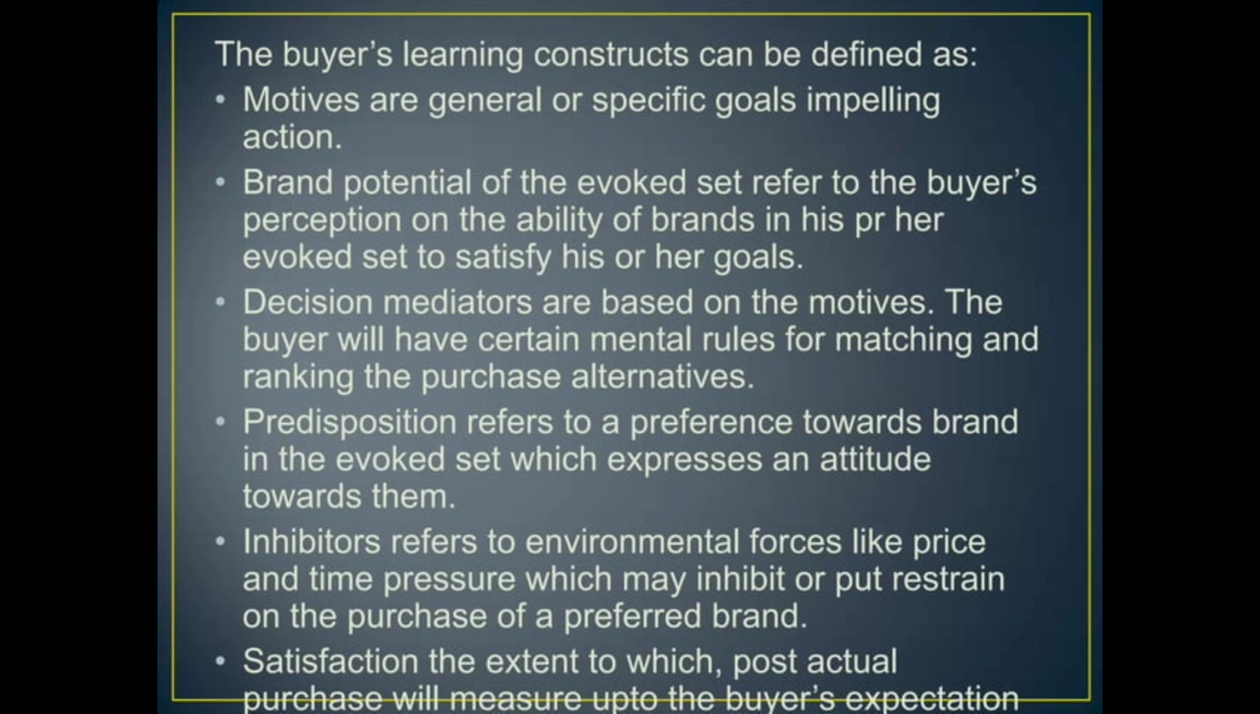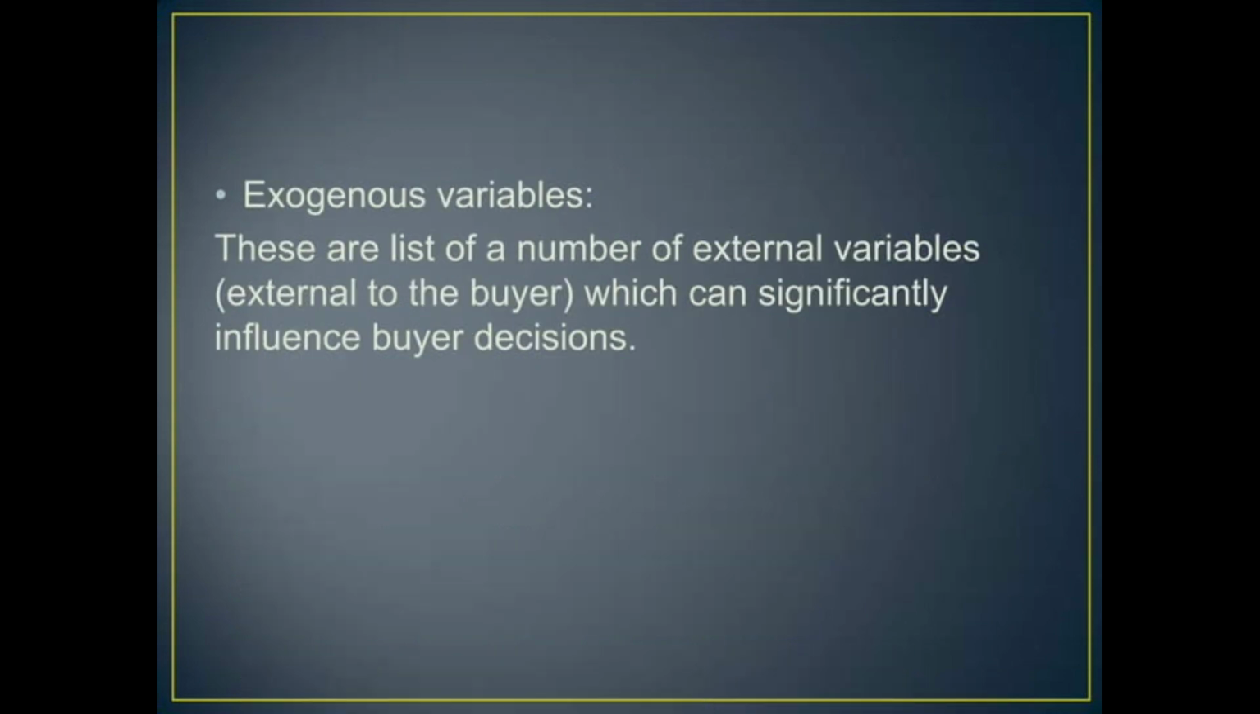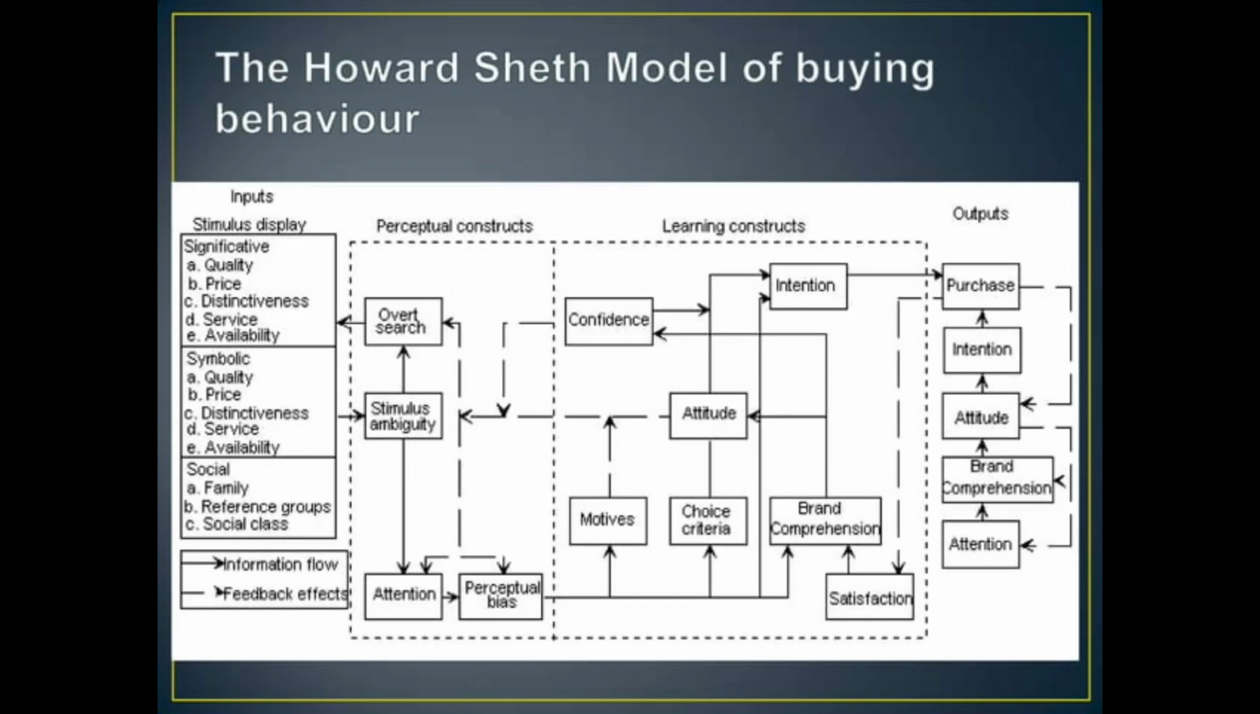And predisposition refers to a preference towards a brand in the above set, which expresses an attitude towards them. Inhibitors refers to environmental forces like price and time pressure which may inhibit or put restraint on the purchase of a preferred brand. Satisfaction, the extent to which the post-purchase experience will measure up to the buyer's expectation. Exogenous variables are a number of external variables which can significantly influence buyer decisions.